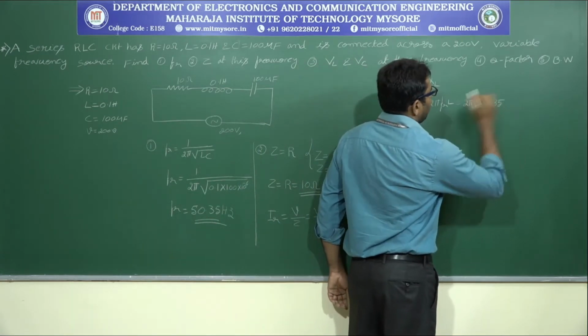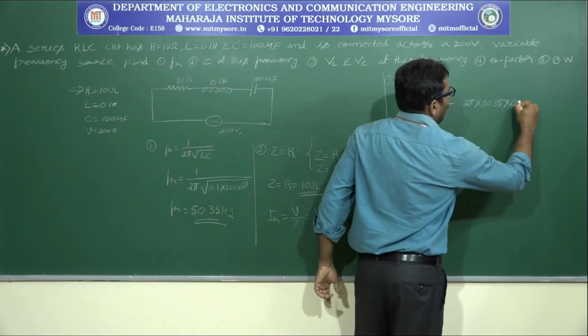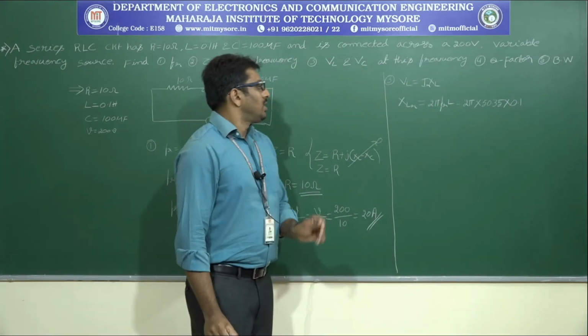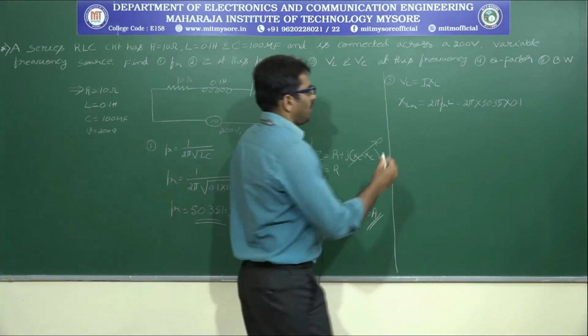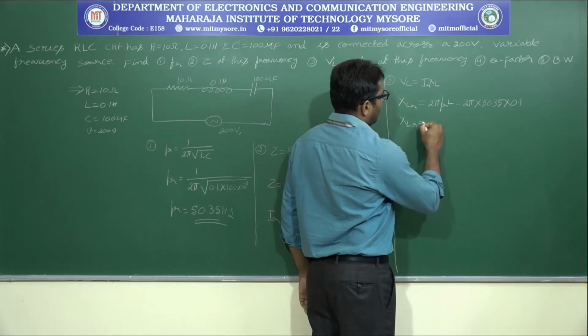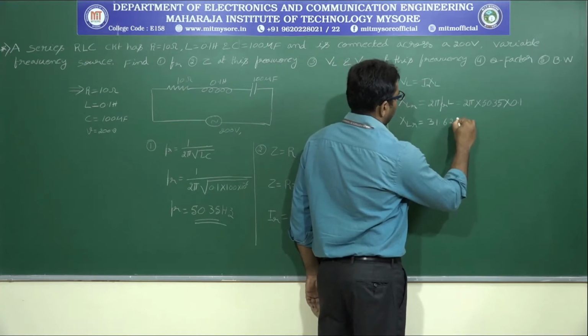50.35. That is the resonant value. Then what is L? 0.1 Henry. Is that clear? Now just simplify this expression by using the calculator. You will get XLR is equal to 31.62 ohms.